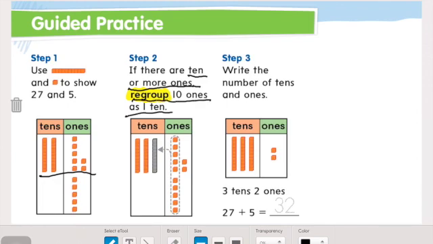In this case, we have 10, 11, 12 ones. 12 is more than 10, so we need to regroup 10 of them. So we've regrouped 10 here. We're moving it over. And so now we end up with 3 tens and 2 ones, which equals 32.